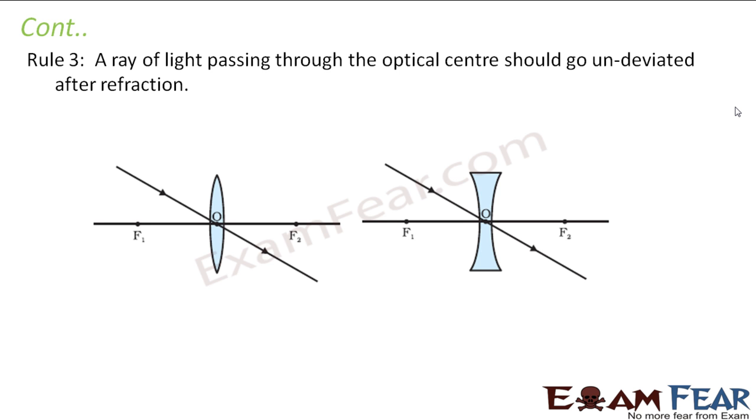And the third rule says that a ray of light passing through the optical center should go undeviated after refraction. So that means if a ray of light passes through the optical center, there should be no bending of light at all. So these are the three rules which basically govern the image formation in case of lenses. That means in lenses we have just three rules. One, it passes through the optical center, it goes undeviated. Two, it goes parallel to the principal axis, then after refraction it passes through the focus. Three, if it passes through the focus, after refraction it goes parallel to the principal axis, right?